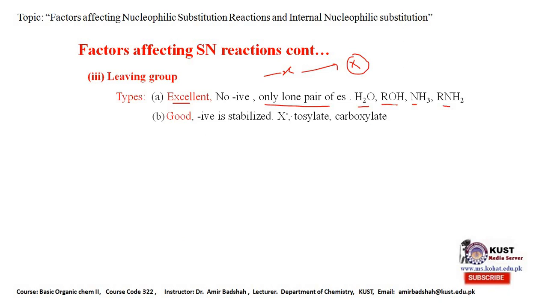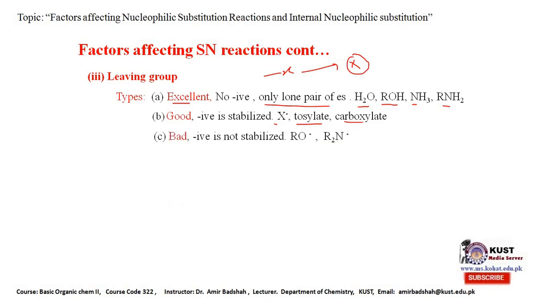A good leaving group is one which has a negative charge, because a leaving group is also a nucleophile. They will have a lone pair of electrons, or they will have a negative charge. If it has a negative charge and the negative charge is stabilized, for example in the case of halide, tosylate or carboxylate, they will also be considered good leaving groups. They will be good leaving groups here too, because the negative charge is stabilized after leaving.